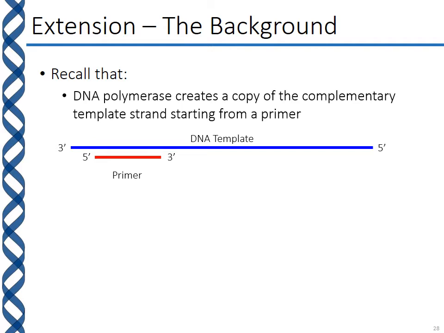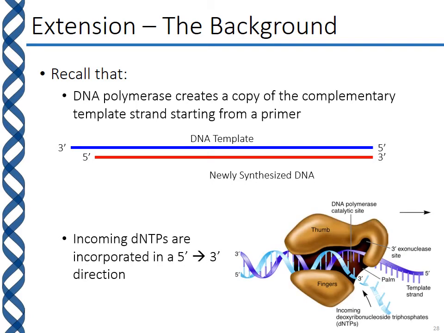So here we see in blue the DNA template, and in red the short primer that is attached to it. The DNA polymerase comes along, attaches to the 3' end of the primer, and will move down the DNA template strand, synthesizing the opposite strand based on complementarity. And so the DNA polymerase only builds the strand in the 5' to 3' direction.